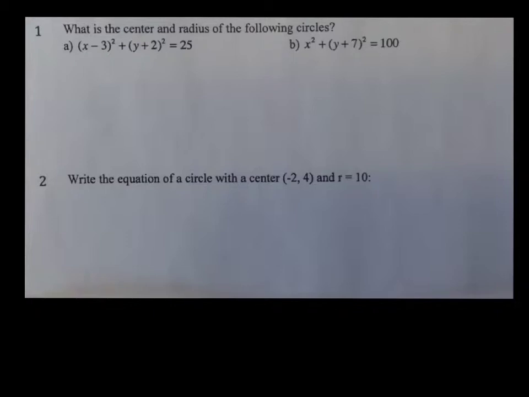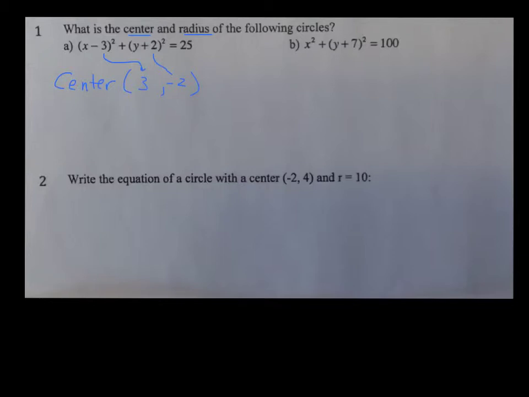For question number 1, they're asking us to find the center and the radius of the given equation. Alright, so what I would like you to do now is think about what the center is and type in your response. Alright, the correct response would be positive 3, negative 2. Just reverse the signs with the letter that's connected to the number.